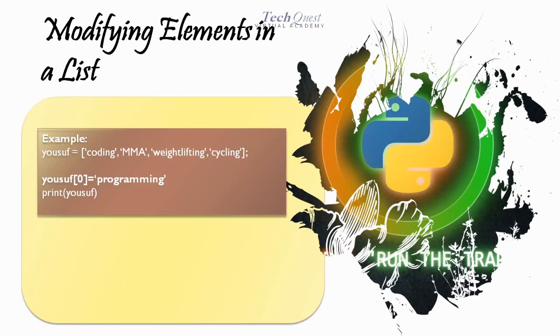Similarly, you can replace MMA, weightlifting and cycling by changing the index value here. You can type here 1, so it will replace the MMA, mixed martial arts, and if you type here the third index, it will replace the cycling with programming, or whatever you would like to replace it with.